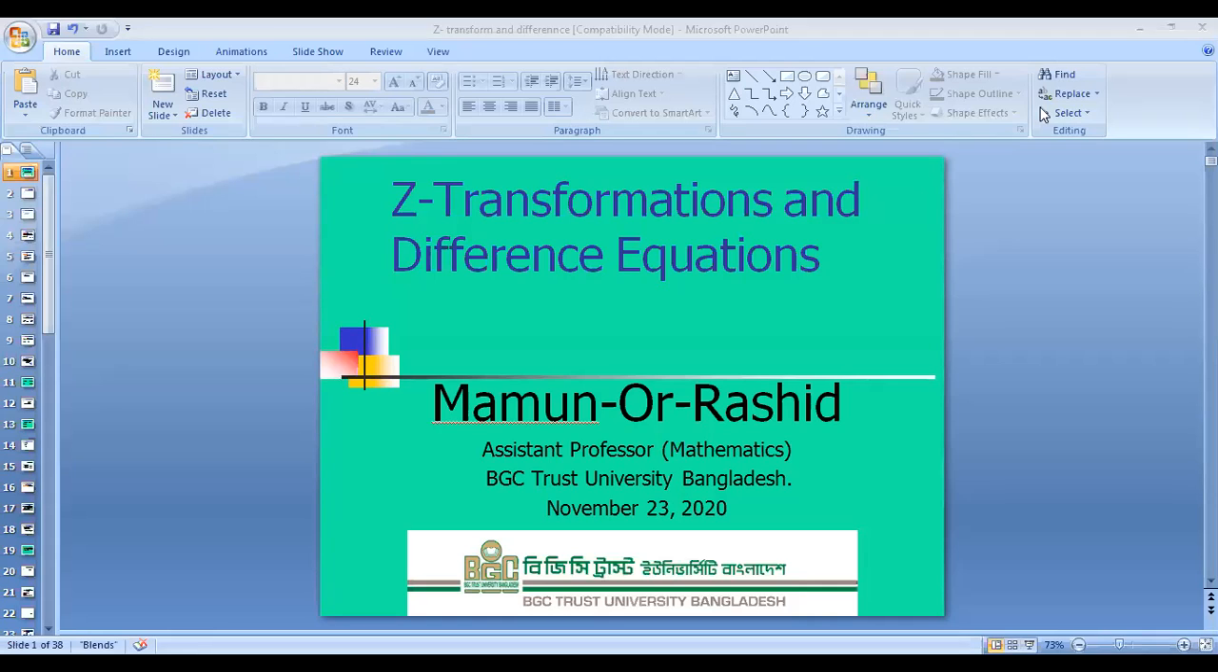Okay, today we'll start Z transformation and difference equations. Actually, difference equations is another topic, but the combination of Z transformations and difference equations we will discuss today. We have already finished the Z transformations, and this is the last class for Z transformations. Today we will learn how to solve difference equations with the help of Z transformation.